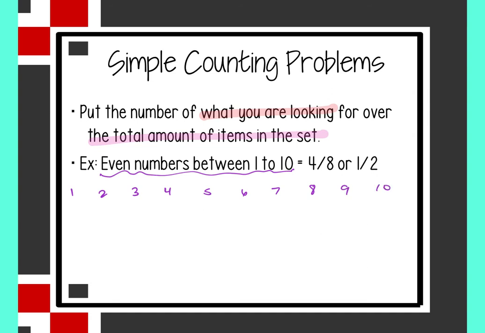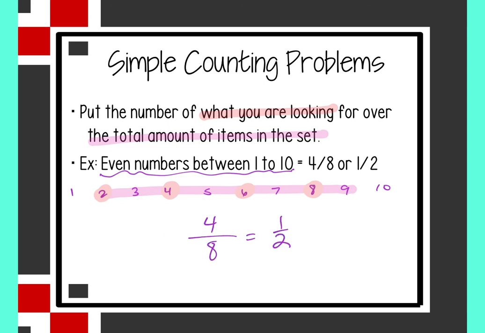So in between means between 1 and 10, right? It does not mean including 1 and 10. So how many are there? 4. 1, 2, 3, 4. There'd be 4 even numbers in between 1 and 10. And then we would put it over the total number of numbers there, right? Between 1 and 10, which is 8. And that would be 1 out of 2.